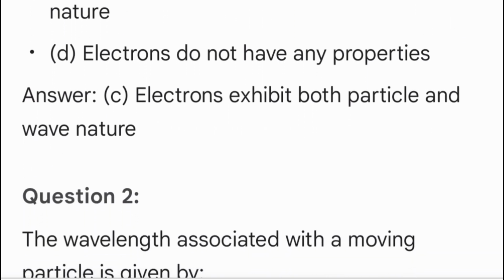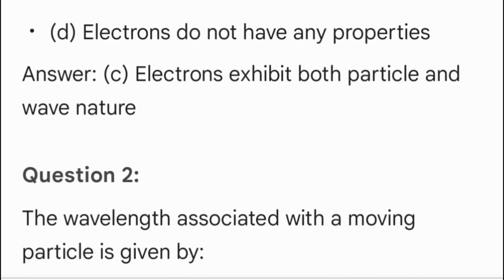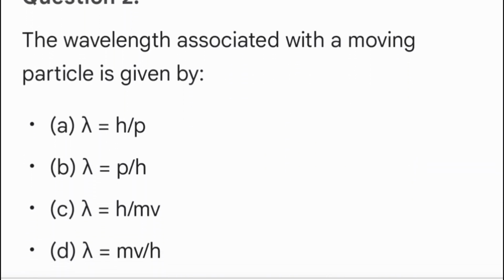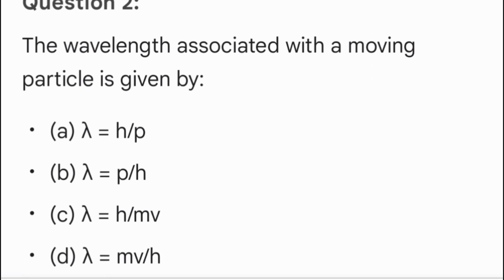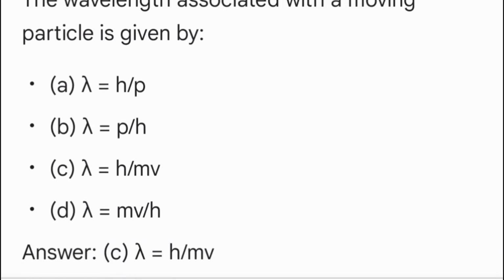Question 2. The wavelength associated with a moving particle is given by A. Lambda equals h by p. B. Lambda equals p by h. C. Lambda equals h by mv. D. Lambda equals mv by h. Answer: C. Lambda equals h by mv.